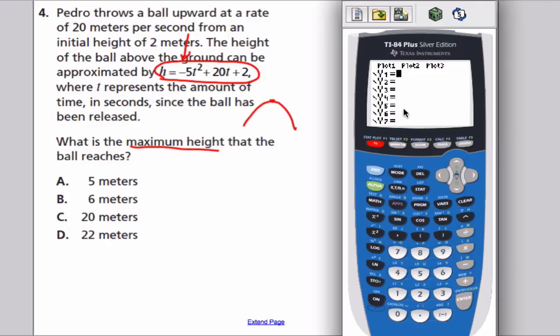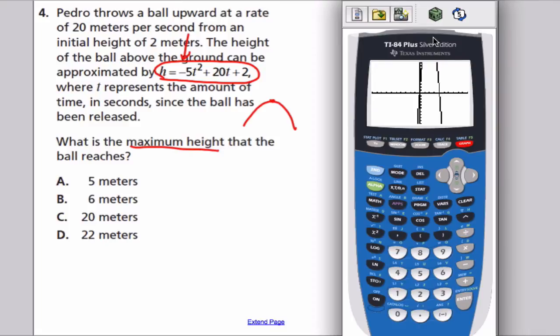So I'm going to type in a negative 5, and instead of t, we're using the variable x, then squared, plus 20x plus 2. There's my equation. Great. Let's graph it and see if we can anticipate where the maximum might be. Oh, bummer. When I graph it, I don't see the maximum. It's off the chart. The maximum's up here somewhere, so it'd be really nice if I could zoom in.